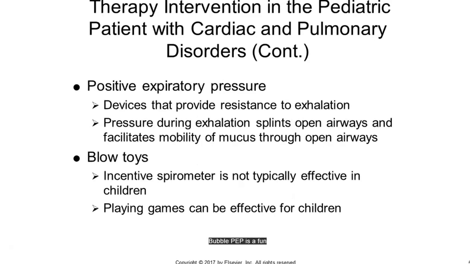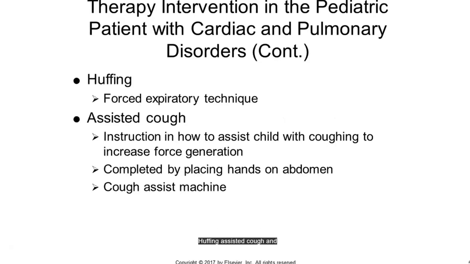Bubble PEP is a fun and effective way to provide both positive expiratory pressure and oscillations similar to an Acapella. And kazoos, party blowers, pinwheels, etc. can encourage children to take big breaths like an incentive spirometer. Huffing, assisted cough, and cough assist machines may also aid in the removal of secretions.